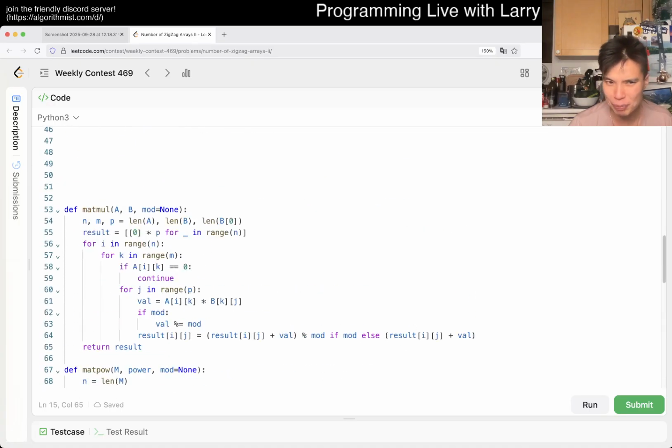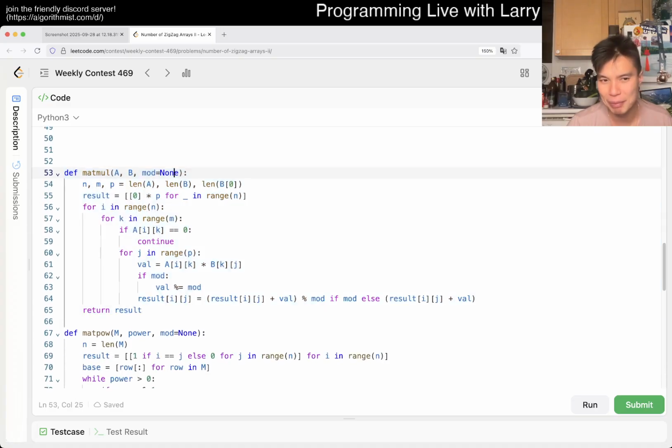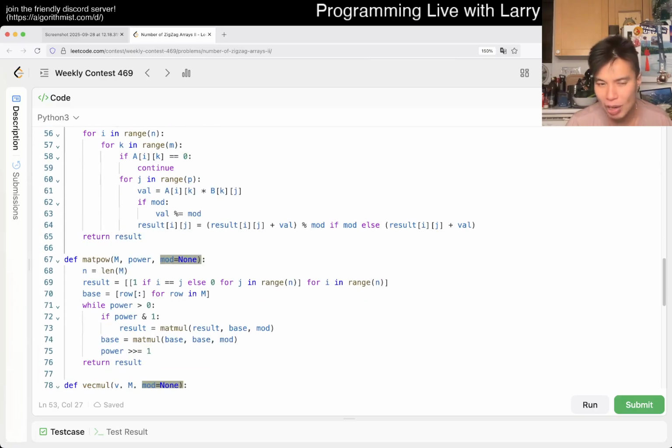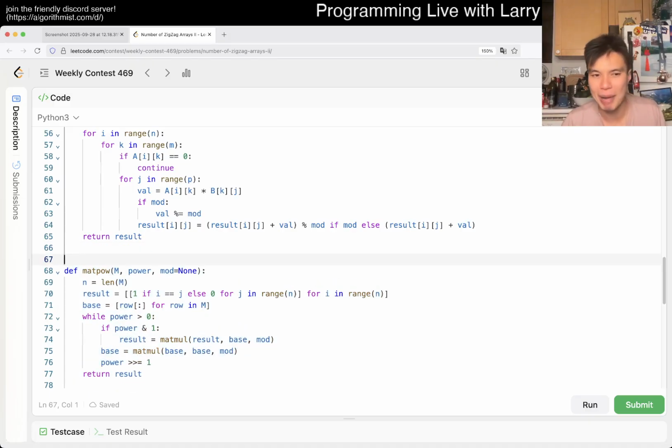I'm going to skip the matrix multiplication math. You could just Google this, really. I have this as a template from somewhere in the past. You have to keep in mind the mod, because it gets too big and too slow otherwise. The power as well. I'll go over this very briefly, why we want to do matrix power.